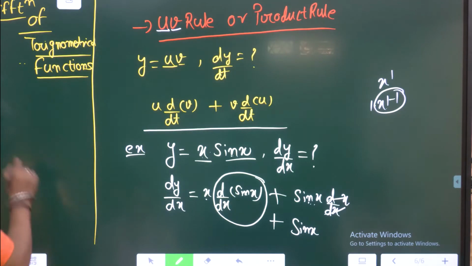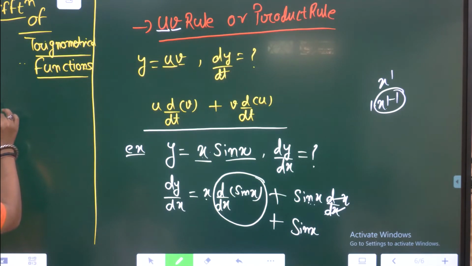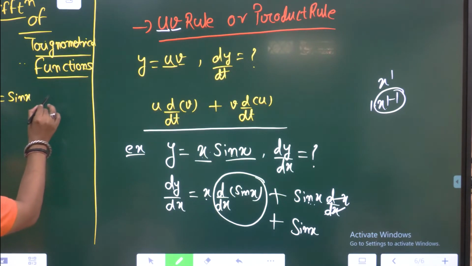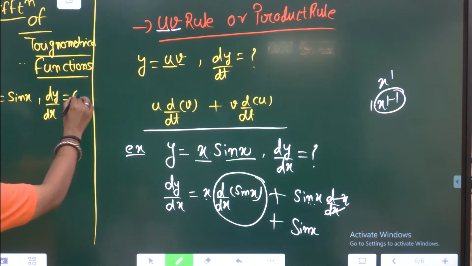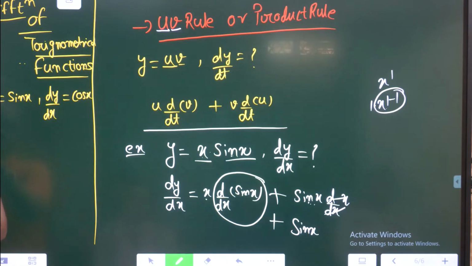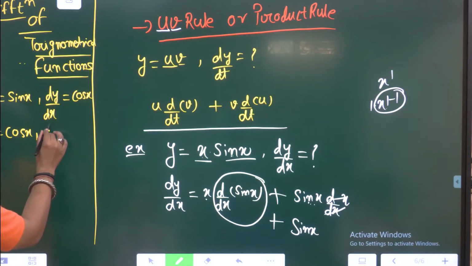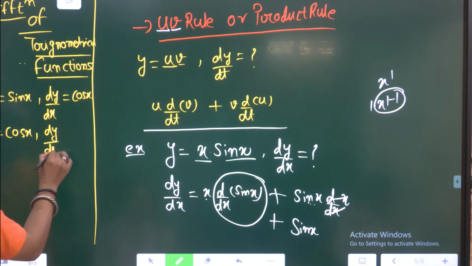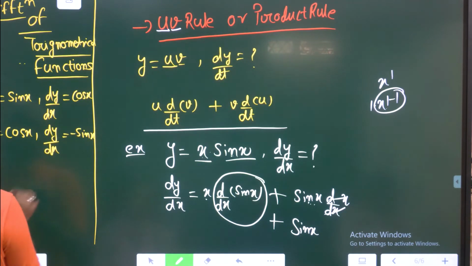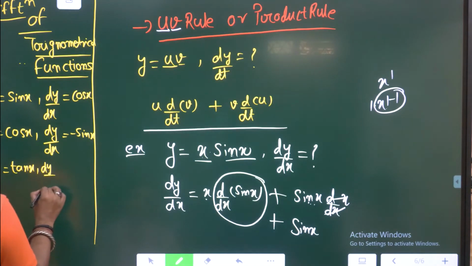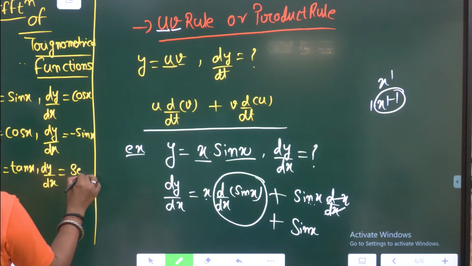Number 1, suppose y is equal to sin x and you are finding dy upon dx. So differentiation of sin x with respect to x will be cos x. Second, y is equal to cos x and you are finding dy upon dx. So differentiation of cos x with respect to x will be minus sin x. Number 3, y is equal to tan x. You are differentiating y with respect to x. You will get sec square x.